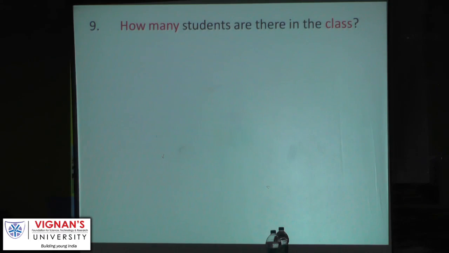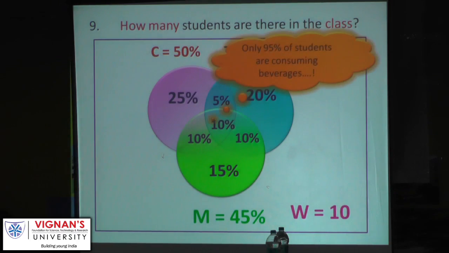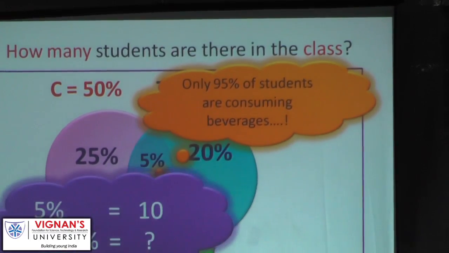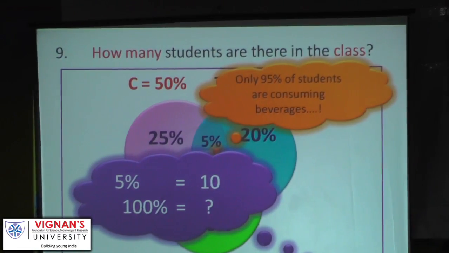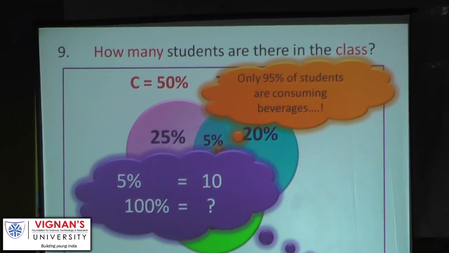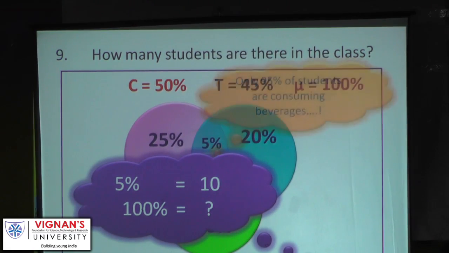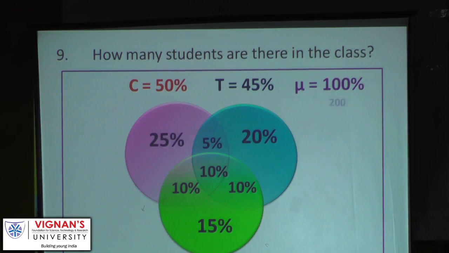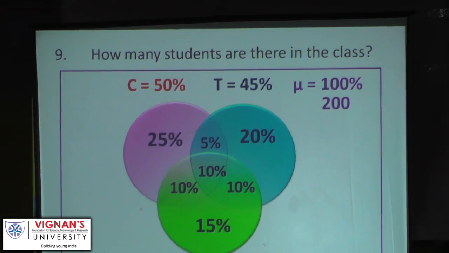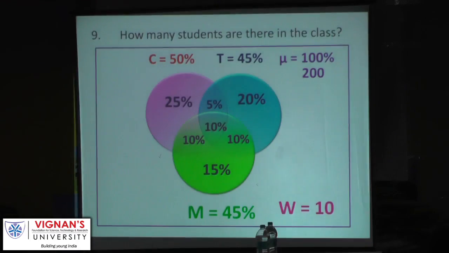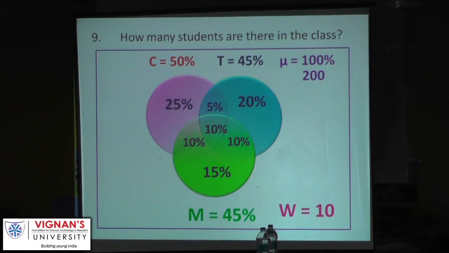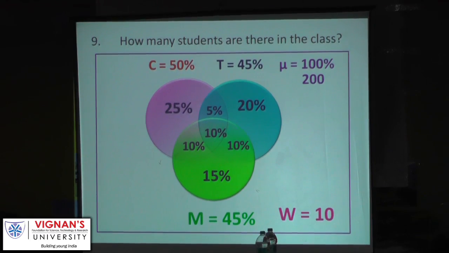So how many students are there in the class? 95% are consuming beverages. 5% are not inside these three circles. So from this, 5% is 10, then 100% is what? 200. 100% is 200. So you need not calculate percentages for all of them. You calculate whenever it is required.